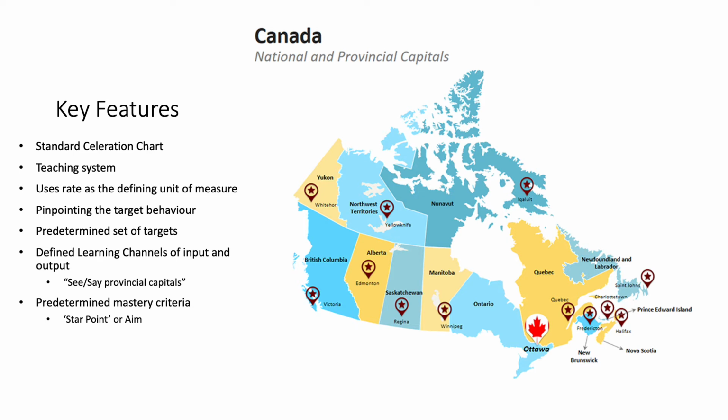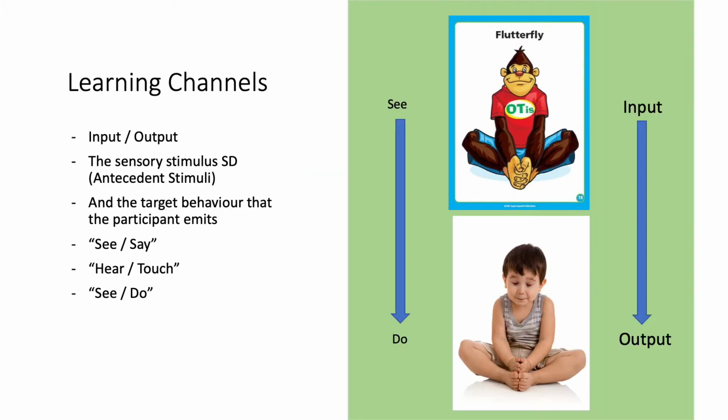So the key features of precision teaching are that it uses a standard acceleration chart. It uses rate as the defining unit of measure. The target behavior is pinpointed to specific dimensions. There's a predetermined set of targets for learning, and there are defined learning channels of input and output. So we'll go to the next one. We'll talk about learning channels first.